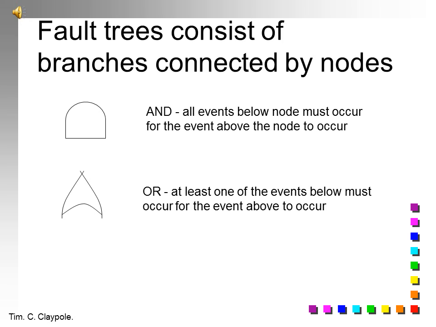A fault tree is very much like a logic diagram. It has AND events where everything below the AND event must occur for the undesirable event at the top to occur, or an OR gate where at least one of the events below must occur for the undesirable event to occur.